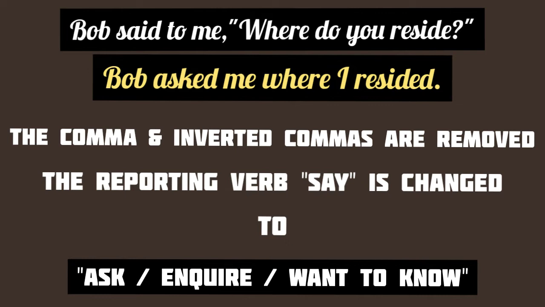Here reside means live. Where do you live? Here where do you reside is a WH question in the reported speech. In order to report this WH question in indirect speech, we have to first remove the comma and the inverted commas. Then the reporting verb said, which is in simple past tense, is changed to asked or inquired or wanted to know because the reported speech has a question.